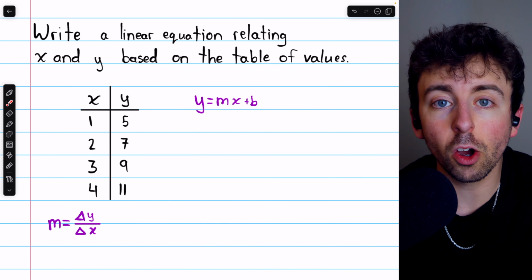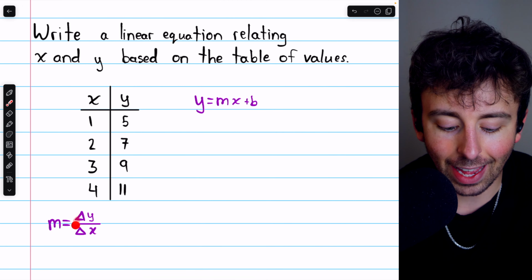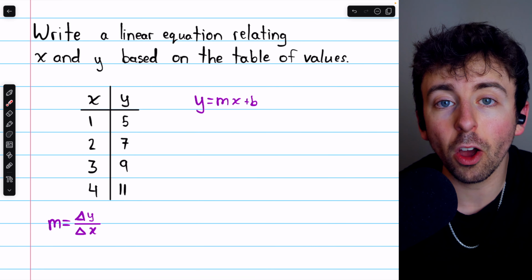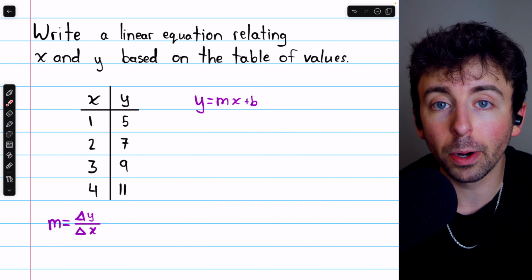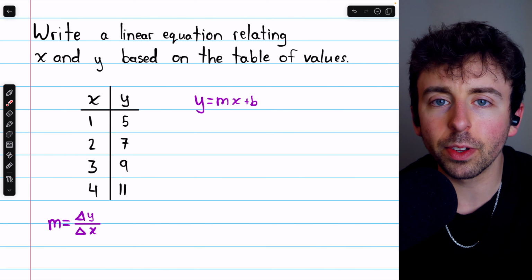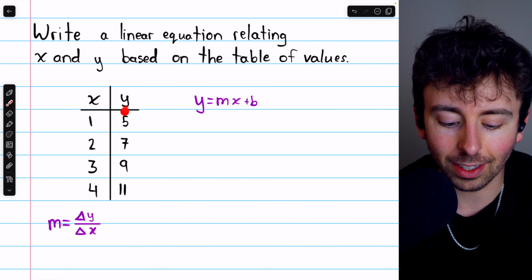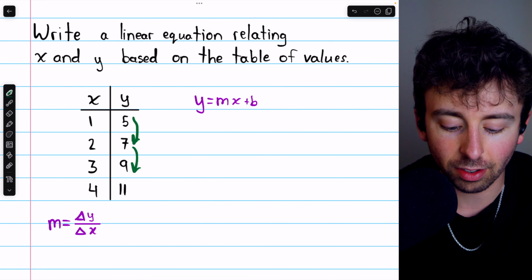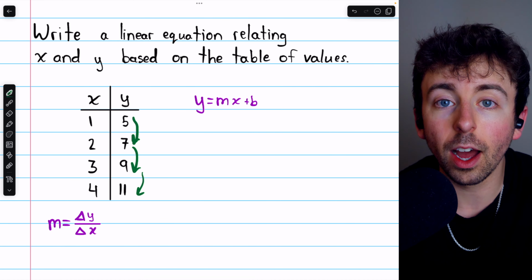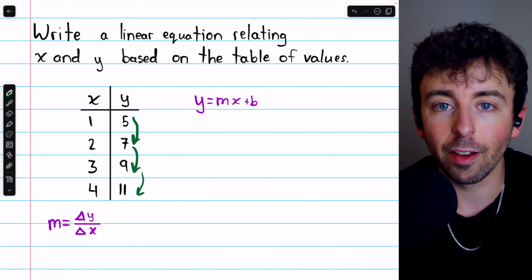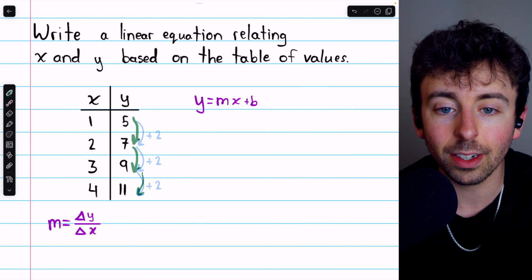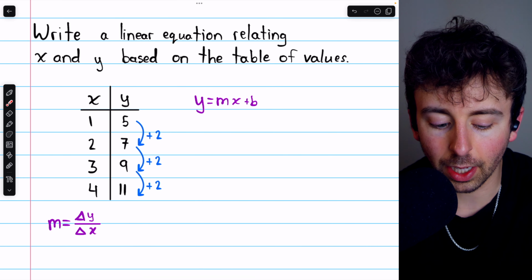You may have seen the slope of a line, m, written like this, delta y over delta x. That just means the slope is the change in y per change in x. And we can figure both of these things out easily looking at the table. Let's see, how much does y change at each step? It appears to be going up 2 at each step. 5 plus 2 is 7, 7 plus 2 is 9, 9 plus 2 is 11. So the changes in y are just plus 2.